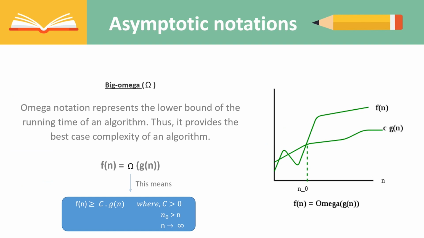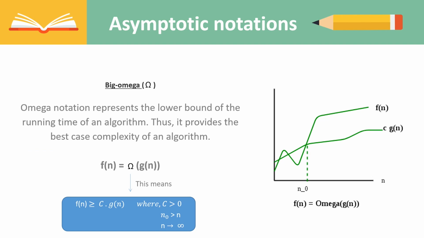n naught means numbers. Now observe this graph. Here we have two functions f of n and g of n. Before n naught, which means n is less than n naught, g of n can be greater than f of n. But after n naught, which means n is greater than n naught, f of n is always greater than g of n. This is all about big omega notation.